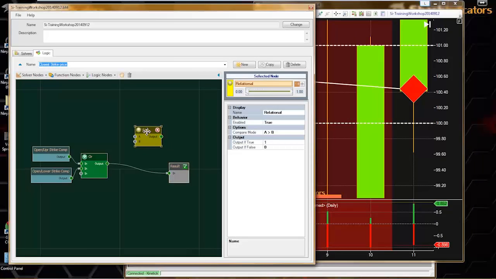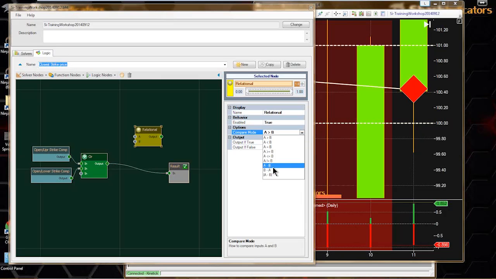So the relational node here, we can see that we can do all kinds of comparisons. We're comparing A to B in various ways. We even have some mathematical formulas here. So look, we have A minus B or B minus A, or we can take the absolute of A minus B, so we can do some rudimentary mathematics on this. But in this case, I think what we just need is to compare an A to B.